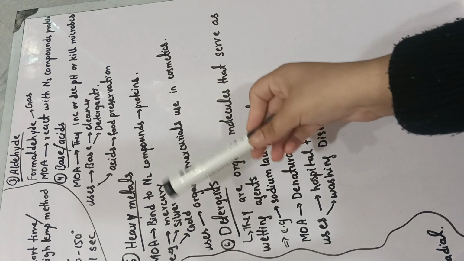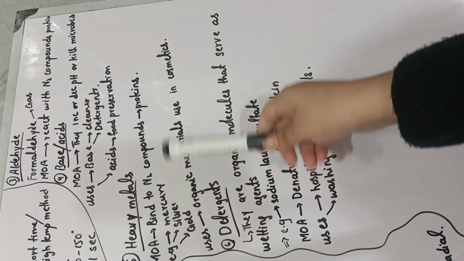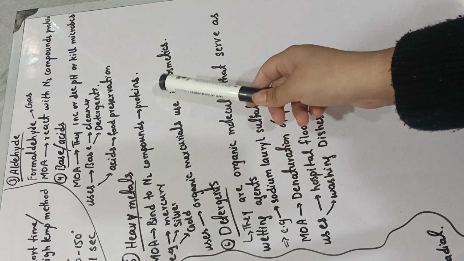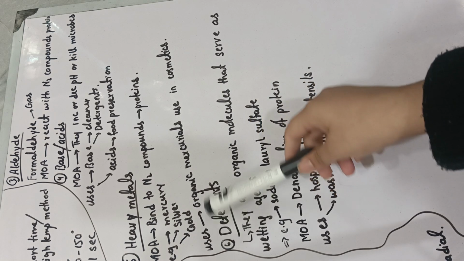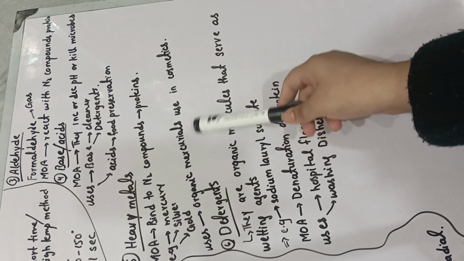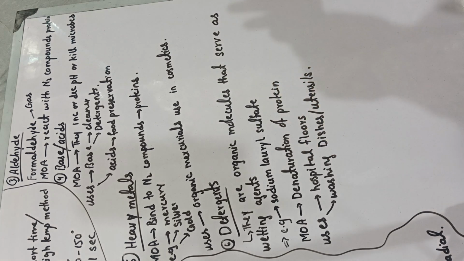Some heavy metals are also used for that purpose. They will also bind to the nitrogenous compounds like protein. Examples of heavy metals are mercury, silver, and gold. For example, organic mercurials are added in cosmetics. Actually, they are killing the bacteria.